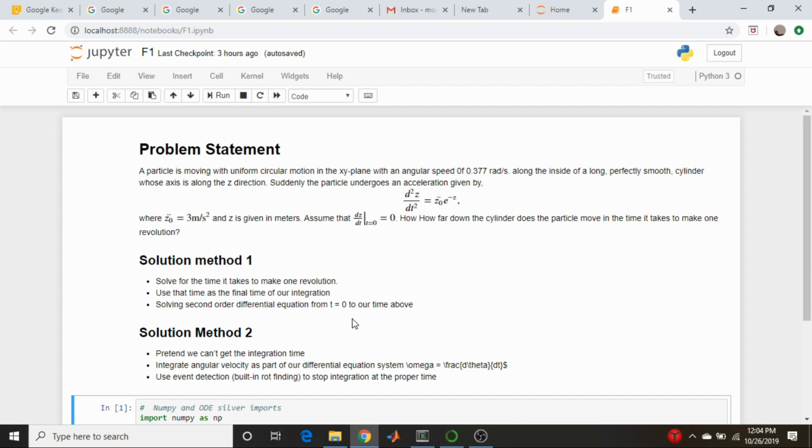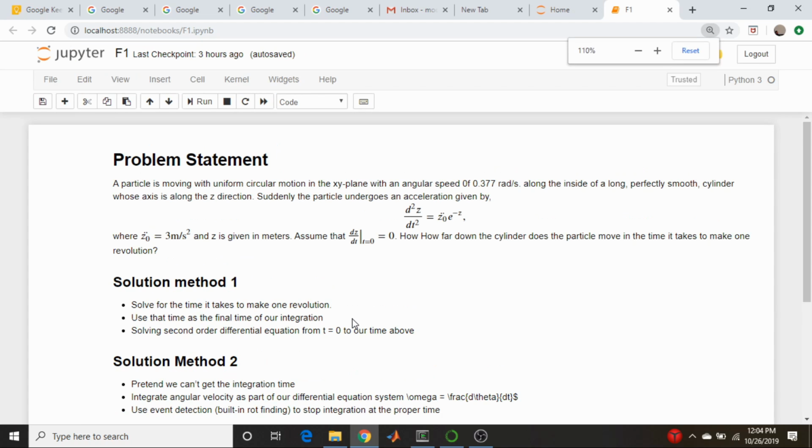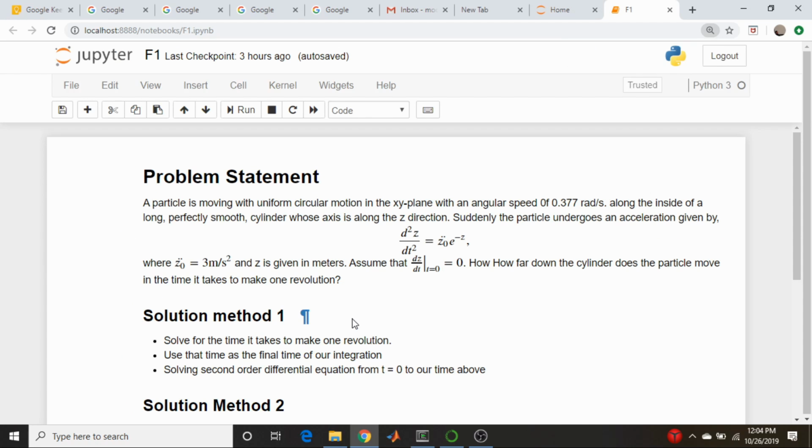Okay, so let's move over to the notebook and let's make it a little bit bigger so it's easier to see. And our problem is that we have a particle that's somehow attached to a cylinder, and it's going around the cylinder with an angular speed of 0.377 radians per second. And it's not moving initially in the z direction along the cylinder axis. And then all of a sudden it undergoes some sort of acceleration that's given by this equation here.